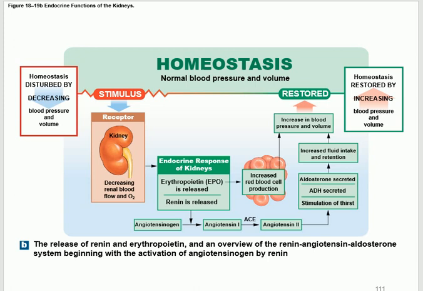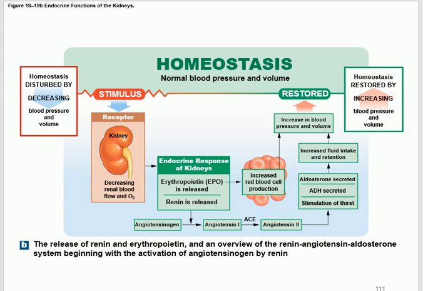The kidney secretes renin. Renin activates angiotensinogen to angiotensin 1. What's angiotensin 1? It's not very active. Angiotensin 2 is the active one, and this conversion happens through ACE, angiotensin converting enzyme. Angiotensin 2 is going to increase blood pressure by making the blood vessels tense, like vasoconstriction, plus it stimulates ADH and aldosterone secretion.